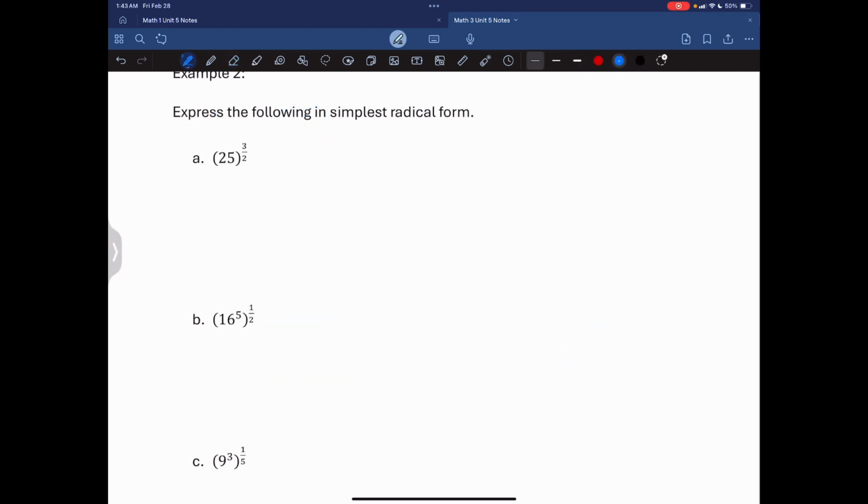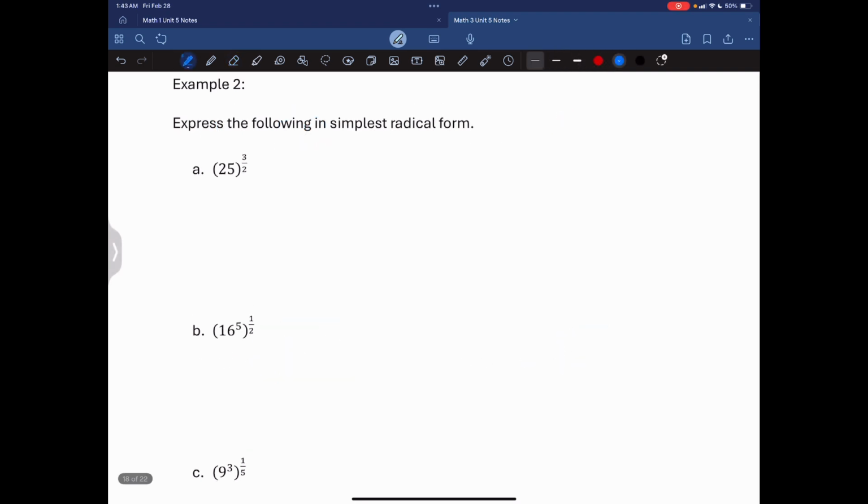All right, example 2. We're just basically simplifying these, okay? So we have 25 raised to the 3/2. That's another way of saying the square root of 25, all raised to the 3rd power. Well, the square root of 25, everyone knows what that is. That's just 5. And raise that to the 3rd power. That's like saying 5 times 5 times 5, which ends up being 125. Okay? That's our simplified answer there.